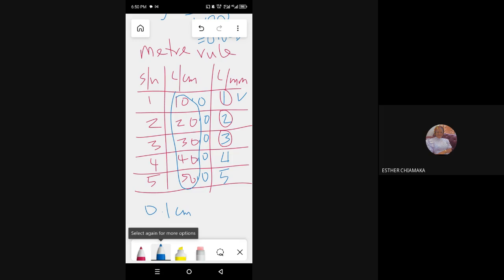But sir, will it be 1.0? Very good. That was where I'm going to. It won't be 1.0 because you are using meter rule. It's going to be 1 mm. Shall I say that again? The smallest reading on the meter rule is 0.1 cm or 1 mm. So anything less than 1 mm is an estimated value. Have I answered that question? Yes, sir.